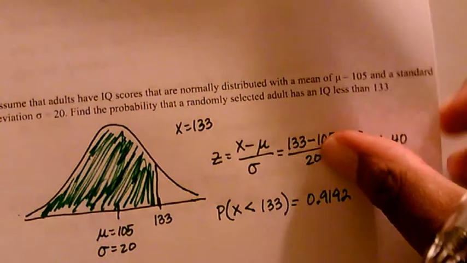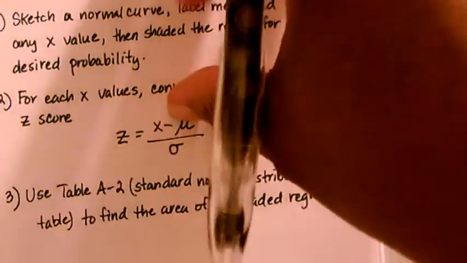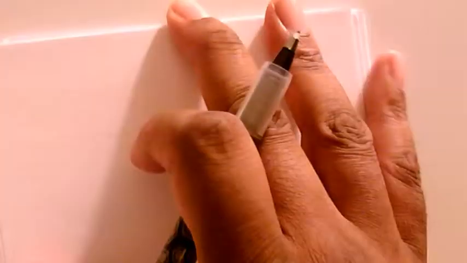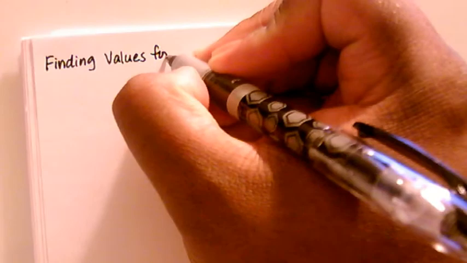Okay, now the next thing I want to talk about is finding the values from known areas, which is similar to the standard normal distribution. So now you're going to be finding your x values from known areas.